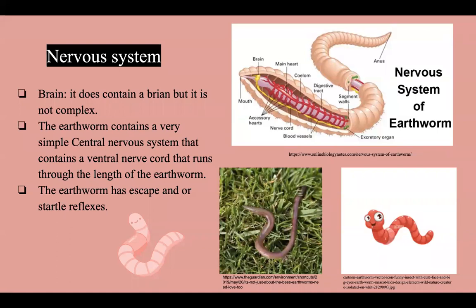So next, I'm going to talk about the nervous system of an earthworm. An earthworm does contain a brain, but it is not very complex at all. The earthworm contains a very simple central nervous system that only contains a ventral nerve cord that runs through the length of an earthworm. And the earthworm has escape and startle reflexes.